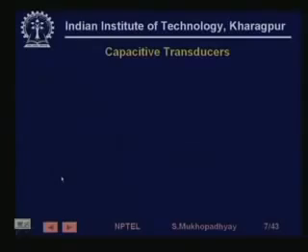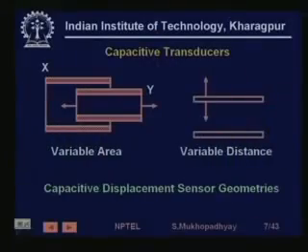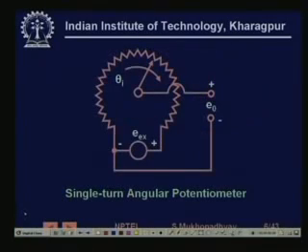Now we come to capacitive transducers. So in capacitive transducers, due to the motion, there is going to be a capacitance change, right? So now we know that typically, if you take the simplest case of a parallel plate capacitor, for example, let me explain this.